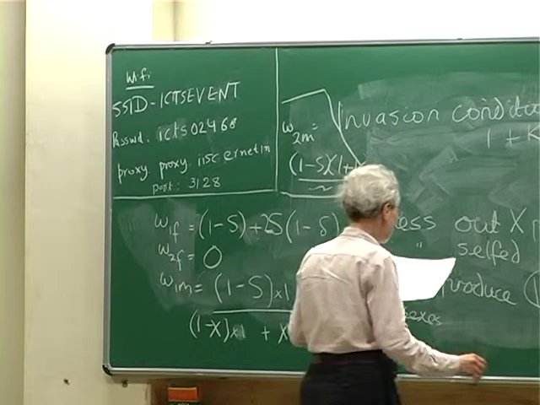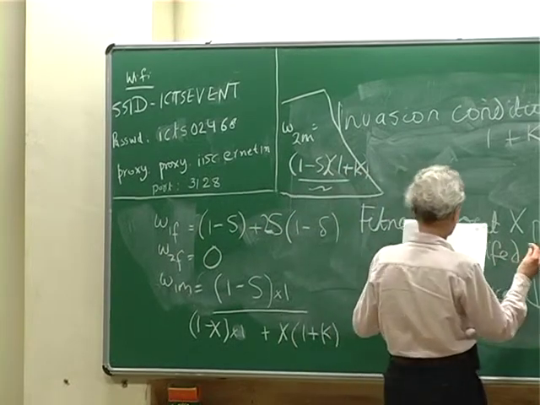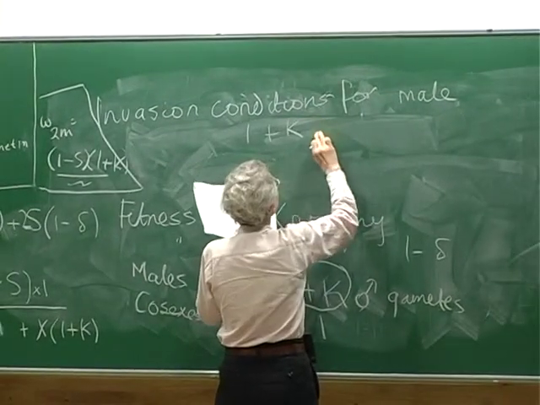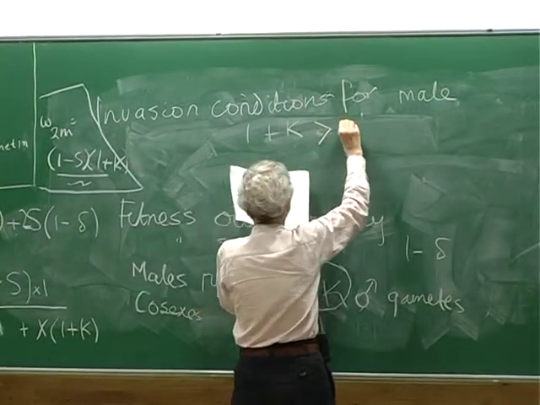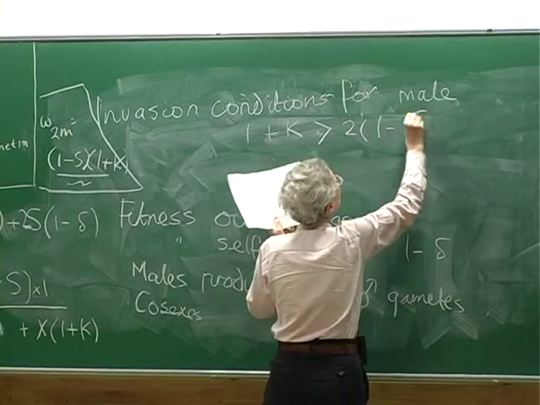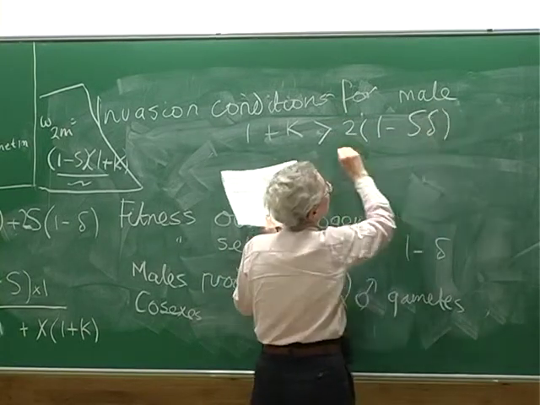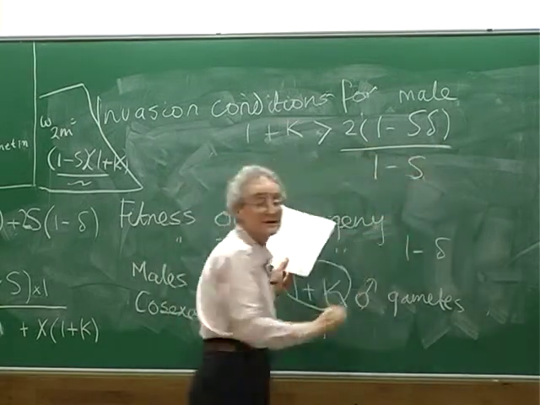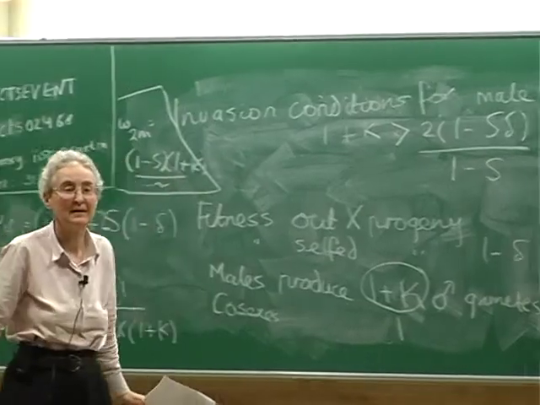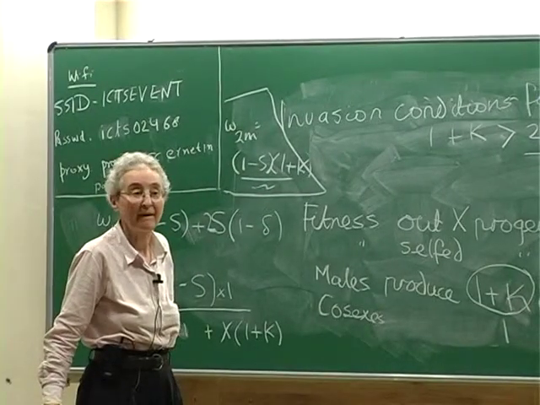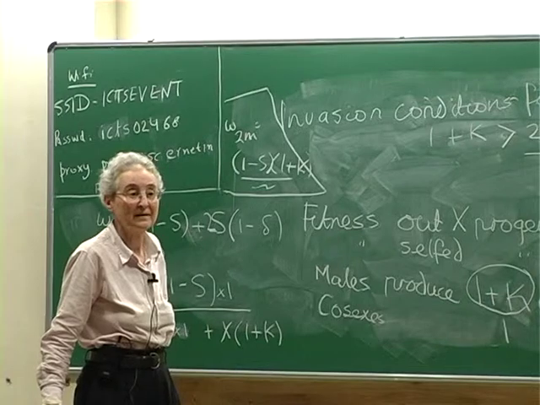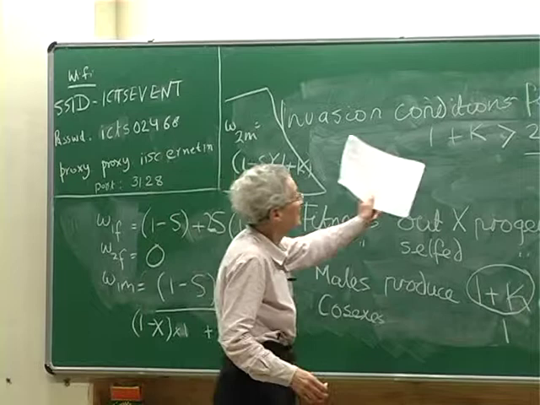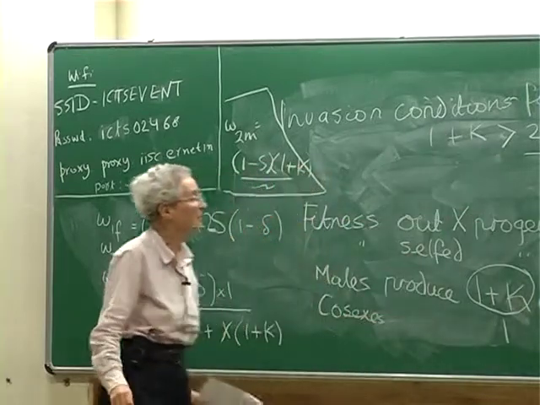Okay, so I'll tell you the answer, at least I can see where I wrote it down. I want to write it down right. We have to have this greater than 1 minus S times the inbreeding depression over 1 minus S. Did anybody get that? Yeah, I could see a couple of people nodding. Let's hope. Otherwise, you can play with it.